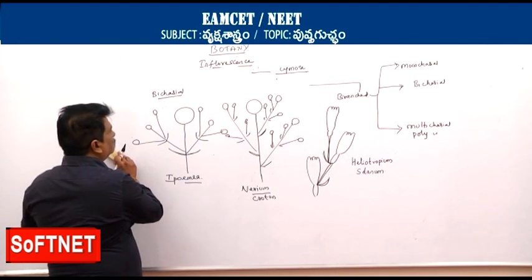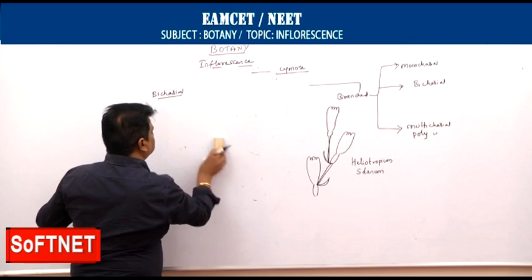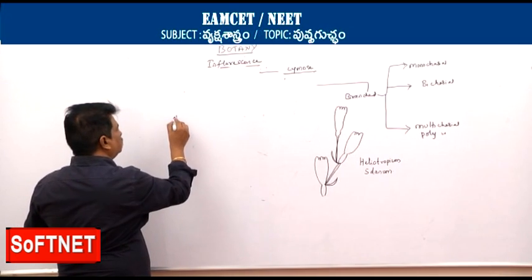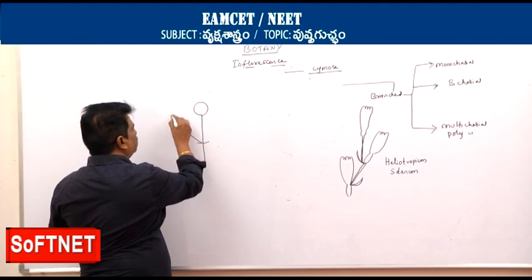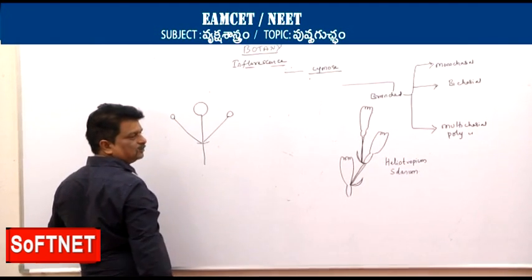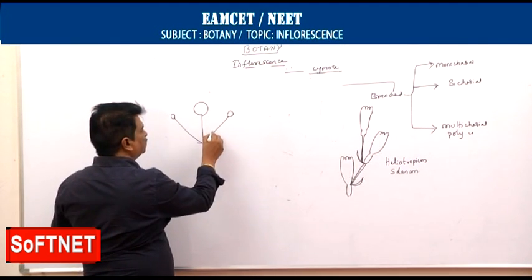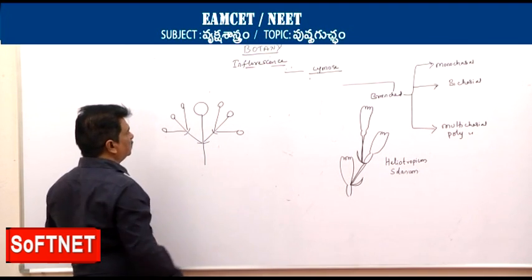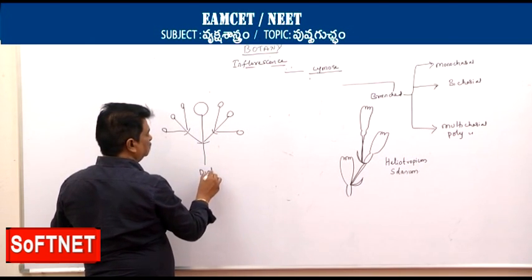In di- or multichasial cymes, we can do small problems. How? In dichasial, first generation means the main axis ends with a flower and 2 branches are formed, each with a flower. So first generation has 3 flowers and 2 branches. Second generation means both branches again produce 2 branches each. So second generation has 7 flowers and 6 branches in dichasial.